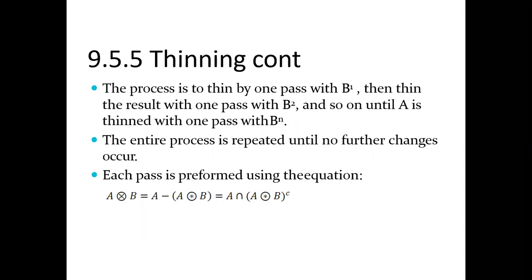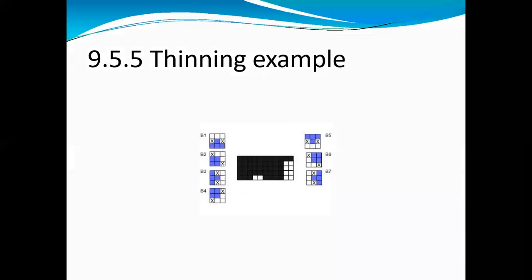The process is to thin A by one pass with B1, then thin the result with one pass with B2, and so on, until A is thinned with one pass with Bn. The entire process is repeated until no further changes occur. Each pass is performed using the equation. Thinning examples.